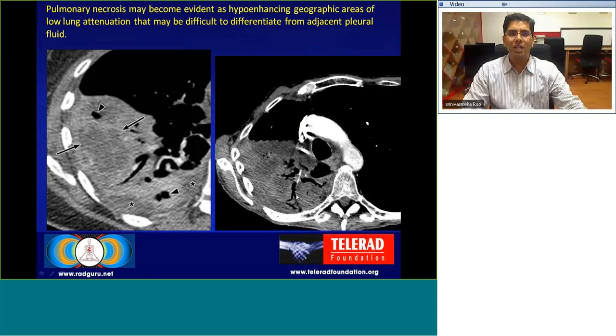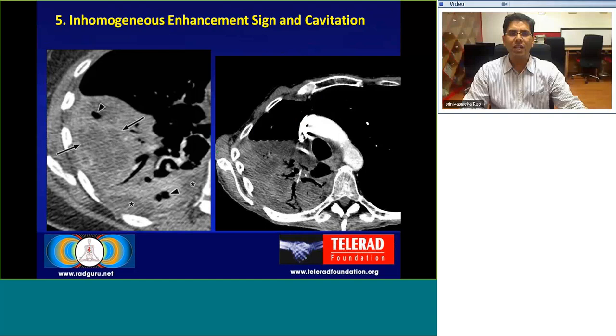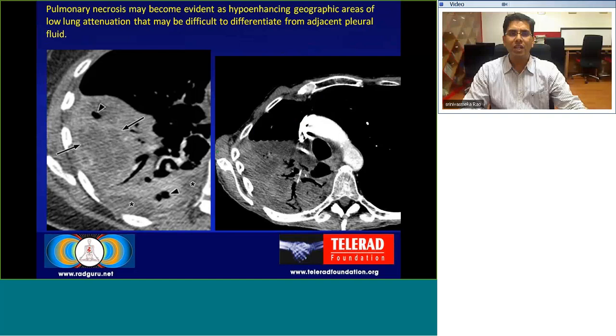There's another example which shows heterogeneous enhancement, and if you ever see this with air loculi in it, this is a sign of necrotizing pneumonia. This is often seen before abscess formation, and this suggests that the patient is going to stay in the hospital for a longer time.